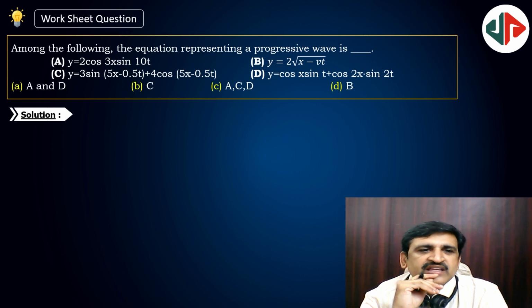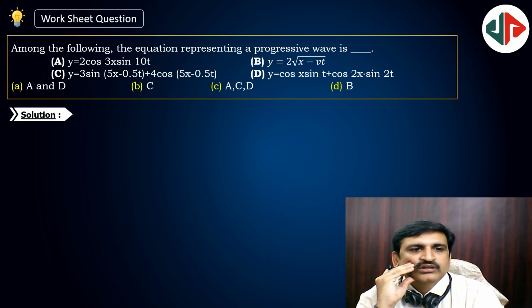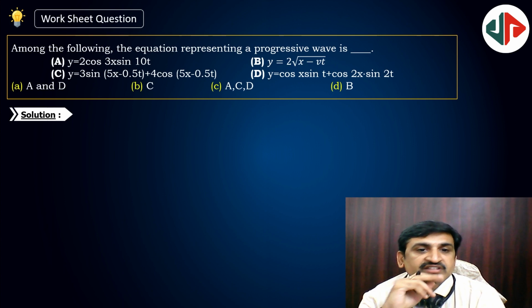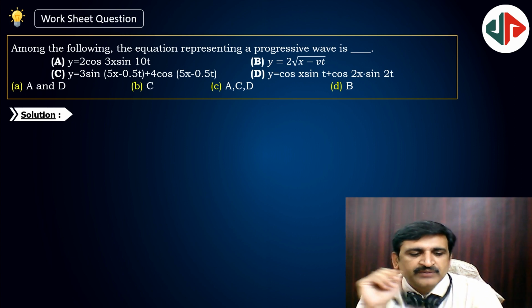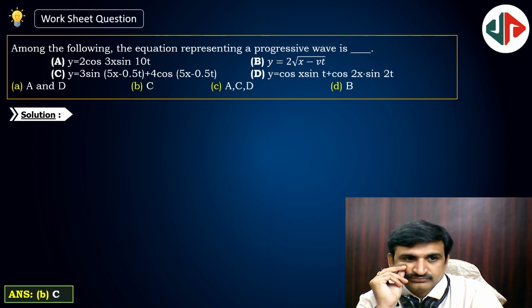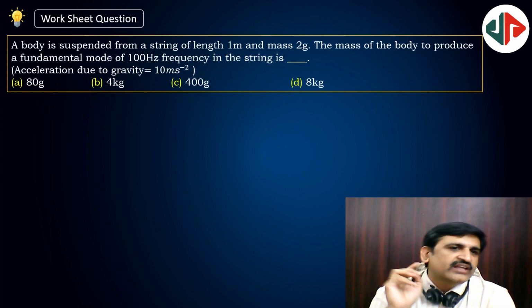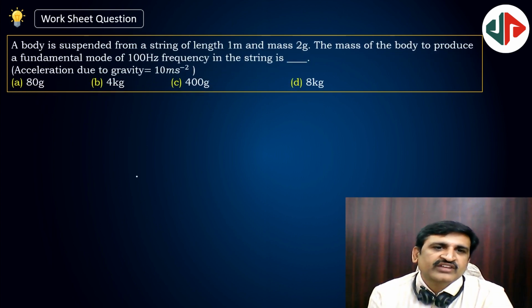That means B and C. How can I take B only? So what is he asked? Progressive wave equation. C is also there. So only C option can be represented as a sine function or cos function. So the probable answer is option B.